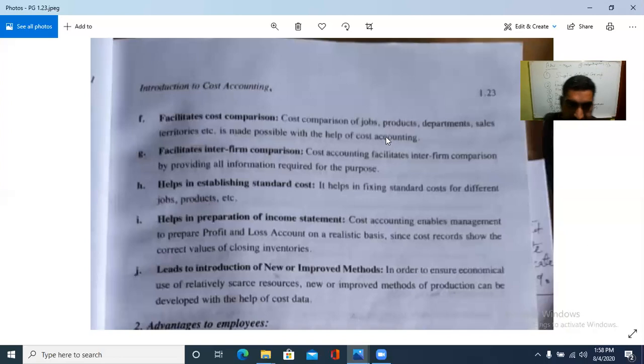And 10th point is leads to introduction of new or improved methods. Leads to introduction of new or improved methods. So improved methods. So leads to the introduction of new or improved methods.